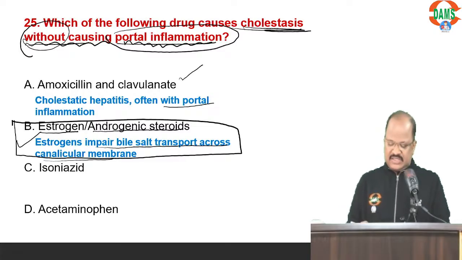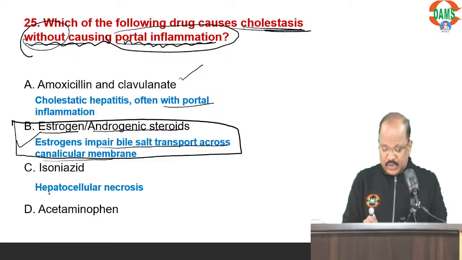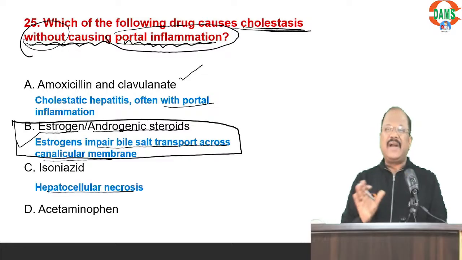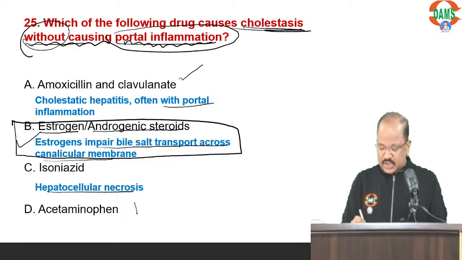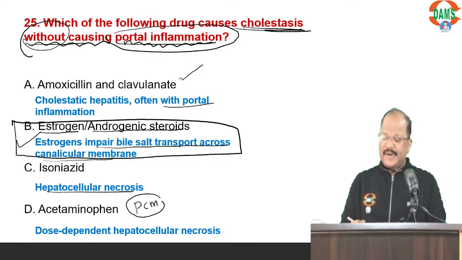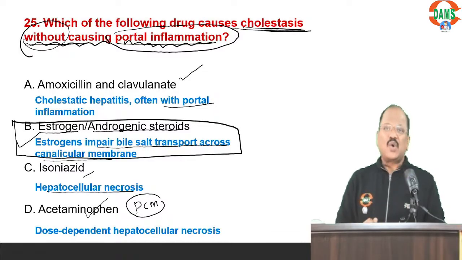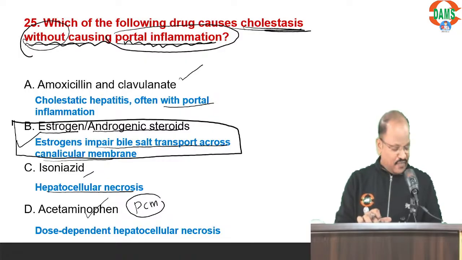Then coming to C and D, isoniazid, an anti-TB drug, causes hepatocellular damage, not a bile problem. It's not going to cause cholestasis. Acetaminophen, paracetamol, causes dose-dependent hepatocellular toxicity. It causes hepatotoxicity but not cholestasis. So the best choice is option B.